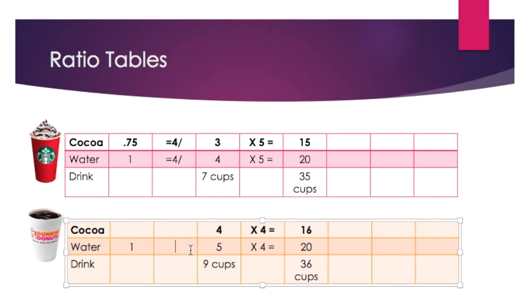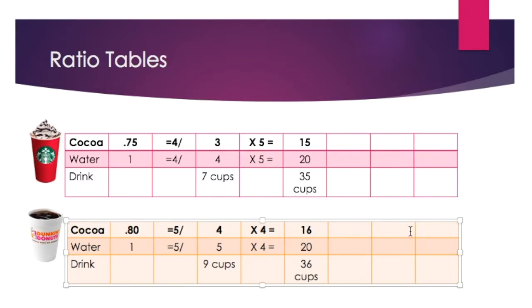So the same thing in my hot chocolate, my Dunkin' Donuts recipe. If I have 5 and I need to get to 1, I'm going to divide by 5 to equal 1. And then for my cocoa powder, I'm going to divide by 5 to equal 8 tenths or 80 hundredths per cup of water. So again, I'm going to have 80 hundredths of cocoa per cup of water, and that's going to be my unit rate.